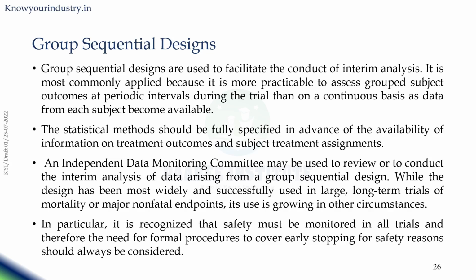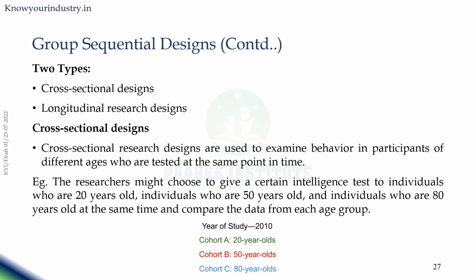While the design has been most widely and successfully used in large long-term trials of mortality or major non-fatal endpoints, its use is growing in other circumstances. In particular, it is recognized that safety must be monitored in all the trials, and therefore the need for formal procedures to cover early stopping for safety reasons should always be considered. There are two types of group sequential designs. They are cross-sectional designs and longitudinal research designs.